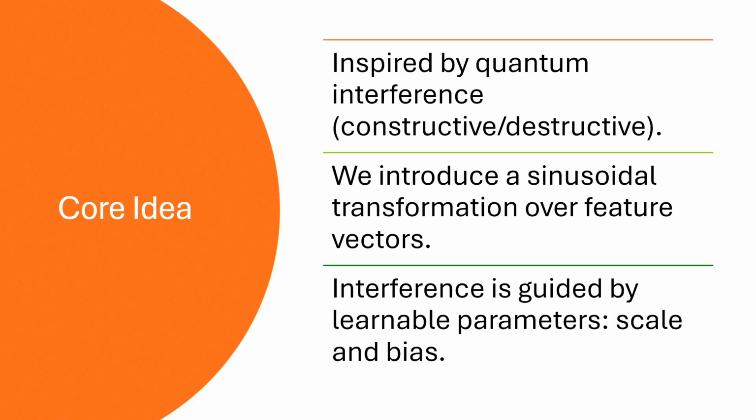So we are going to be using a sinusoidal transformation over feature vectors. The main important thing is that this function has two parameters that I will dive into later. It has a scale and a bias. Those are both weight matrices that get adjusted through training.